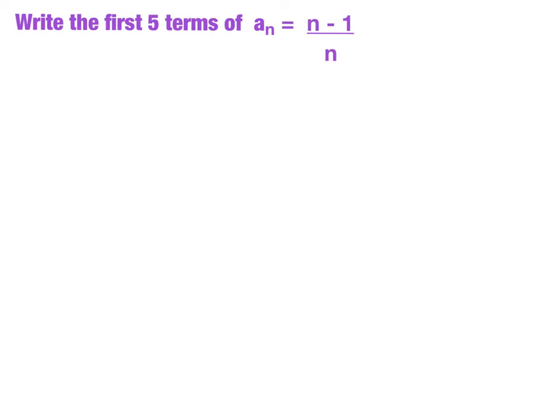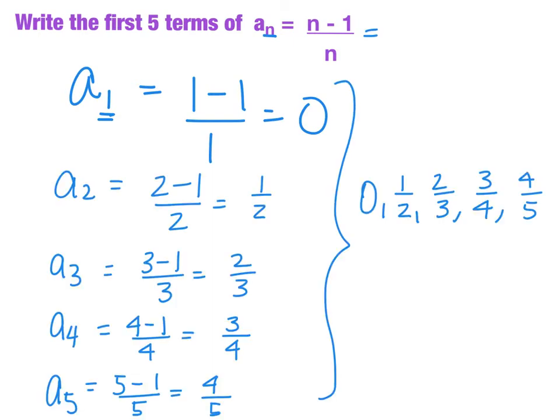If I want to find the first 5 terms, I'm going to start with the first one, which means that I plug in 1 to wherever I see n. So that would mean it's 1 minus 1 all over 1, and that gives me 0. I'm going to do that for the first 5. If I expand that out and do the same pattern, I'm going to find the first 5 terms to be 0, 1/2, 2/3, 3/4, 4/5.